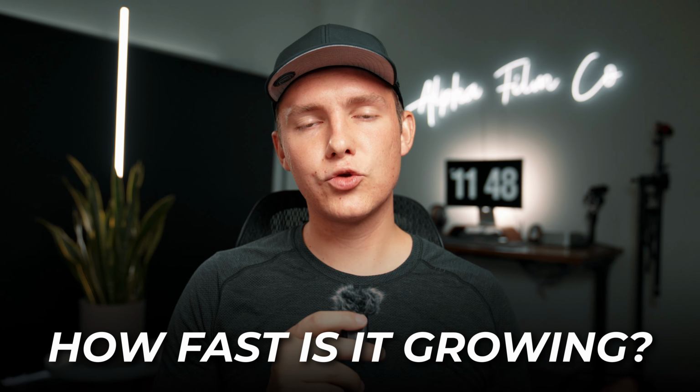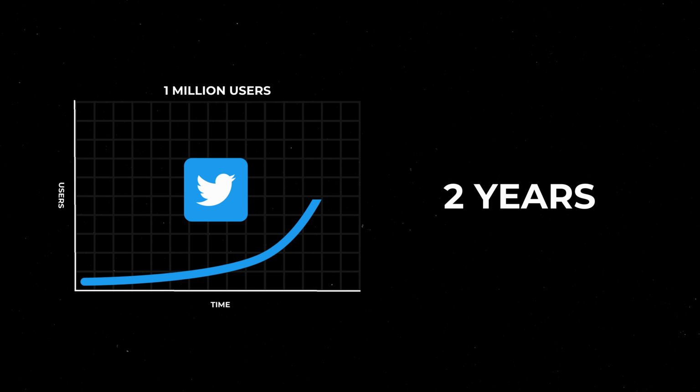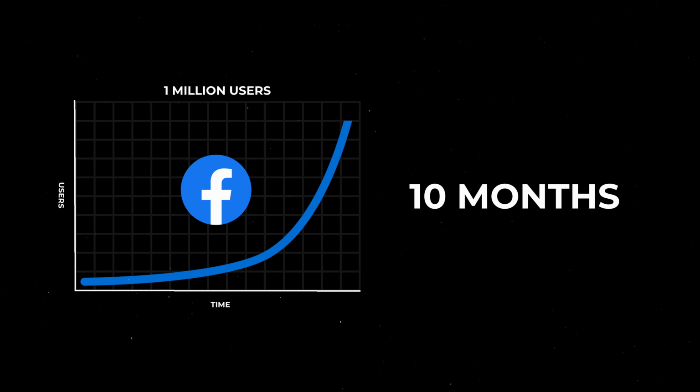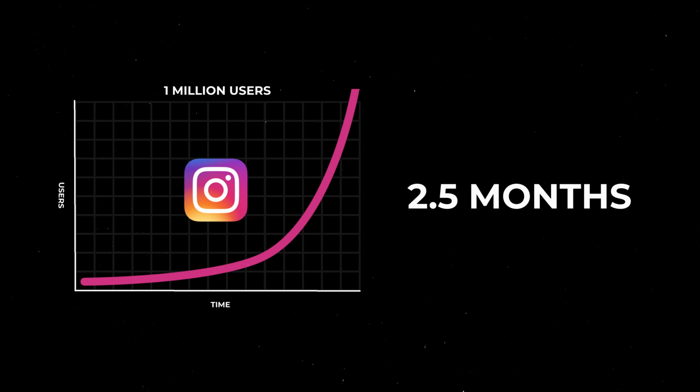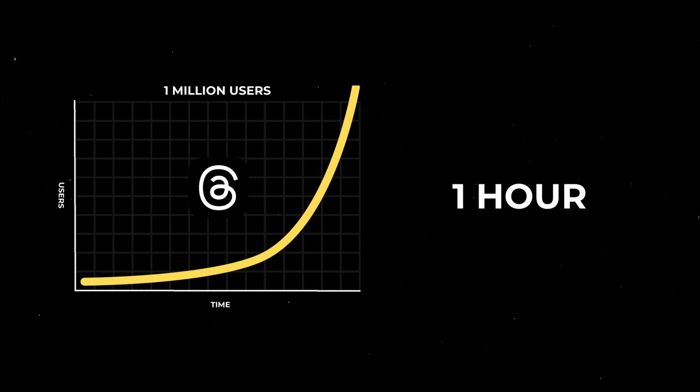So how fast is Threads really growing? So here's the time it took other platforms to reach 1 million users. Netflix took 3.5 years. Twitter took 2 years. Facebook took 10 months. And then Instagram came up after that and only did it in 2.5 months. ChatGPT took 5 days. And then Threads blew all those out of the water by only taking 1 hour. Now, granted, it is connected to other established platforms like Instagram and Facebook, but either way, the adoption rate for this platform is unheard of.